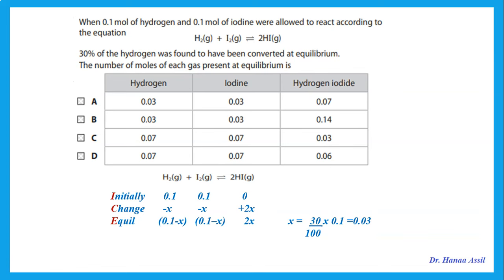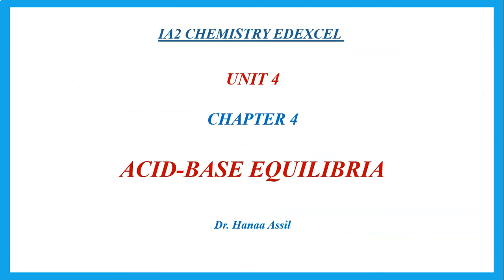So, if we started with 0.1, 30% of that is 0.03, and that means at equilibrium, I'm left with the rest of that. So, I have 0.07 of hydrogen, 0.07 of iodine, and 0.06 of hydrogen ion.